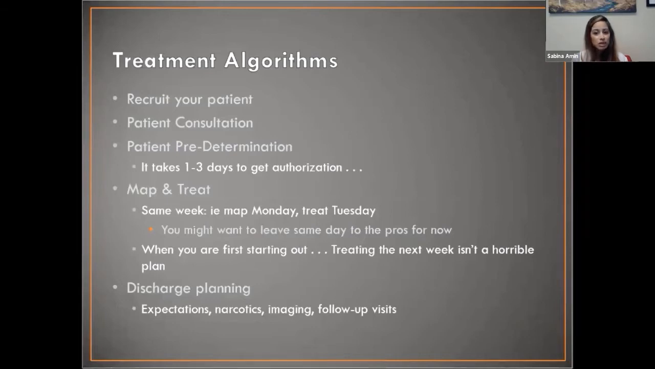Evaluate the patient beyond the chart review, including ECOG status, and become the patient's team doctor. The predetermination takes about 1 to 3 days to get off in most locations, so keep that in mind and let the patients know that there may be some delays in getting them scheduled right away.